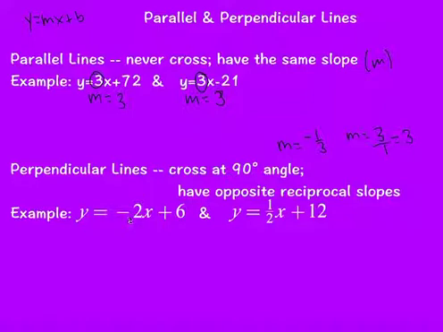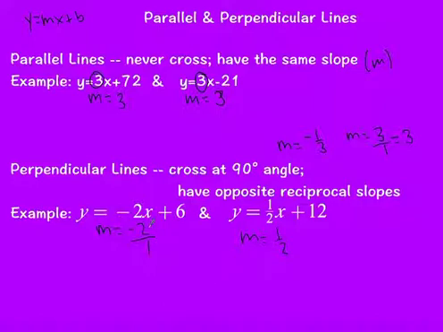So when we look at y equals negative 2x plus 6, we see that m is equal to negative 2. When we look at y equals 1/2 x plus 12, we see that m is equal to 1/2. When we look at our two m's, we want to see that they're different signs, which they are, and we want to see that they're flipped fractions of each other. Now negative 2, we typically don't write like this, but we could rewrite negative 2 as negative 2/1, and it doesn't change the value, but it rewrites it as a fraction, which makes it easy for us to see if negative 2 and 1/2 are reciprocals.